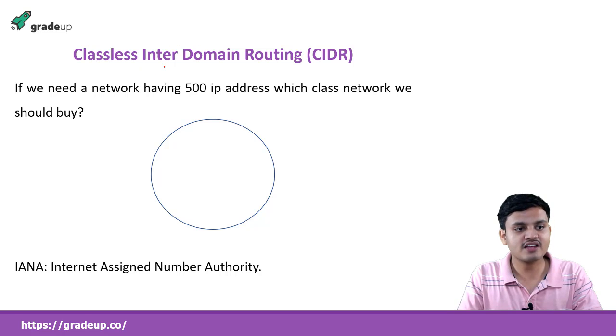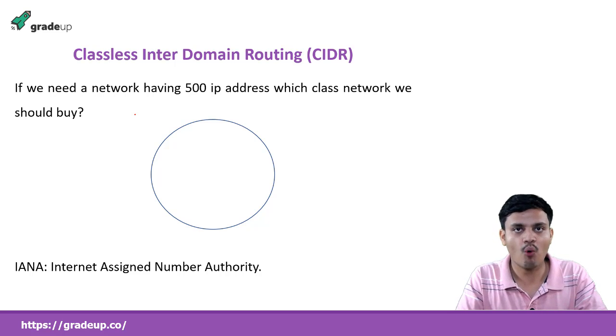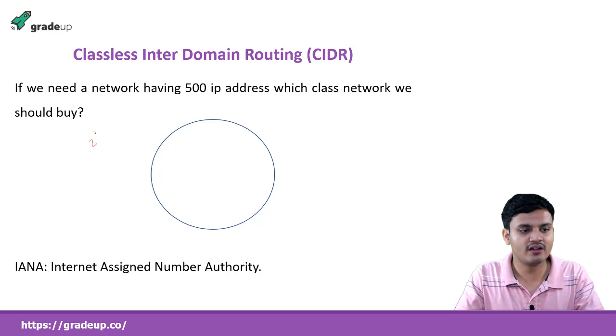Now we will be seeing classless inter-domain routing. So in classless IP addressing, what happens? Suppose you already know classful IP addressing. You know how many IP addresses there are in one network, depending upon which class it belongs to. Now I give you a problem. Suppose I want 500 IP addresses for my company. Tell me which class network I should buy. It is class C. If I buy class C, then I can get 2 power 8 minus 2, that will be 254.